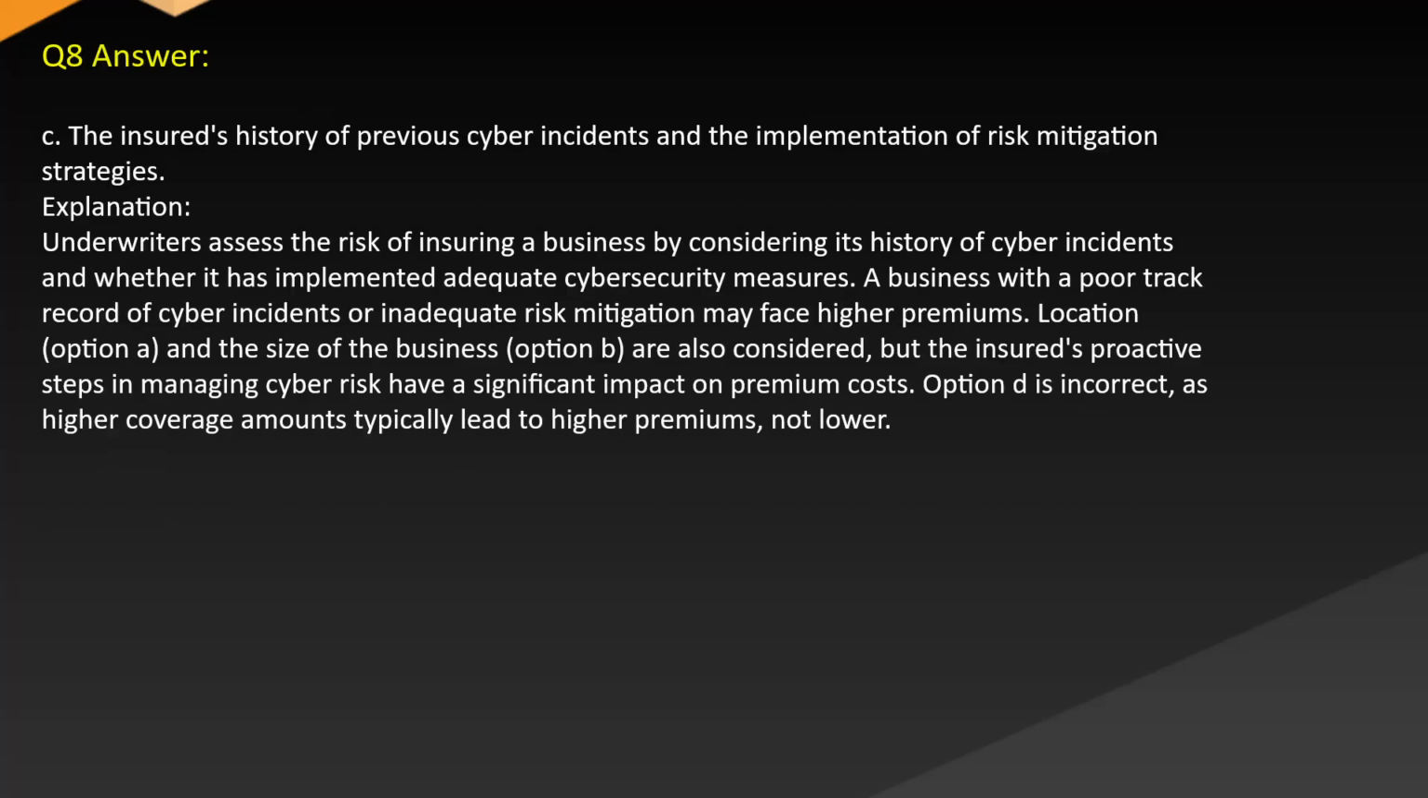Answer: C. The insured's history of previous cyber incidents and the implementation of risk mitigation strategies. Explanation: Underwriters assess the risk of insuring a business by considering its history of cyber incidents and whether it has implemented adequate cybersecurity measures. A business with a poor track record of cyber incidents or inadequate risk mitigation may face higher premiums. Location, option A, and the size of the business, option B, are also considered, but the insured's proactive steps in managing cyber risk have a significant impact on premium costs. Option D is incorrect, as higher coverage amounts typically lead to higher premiums, not lower.